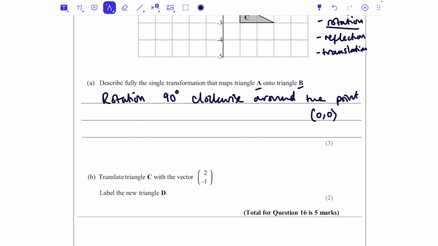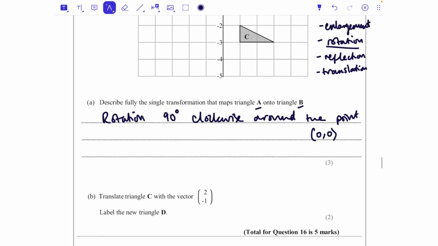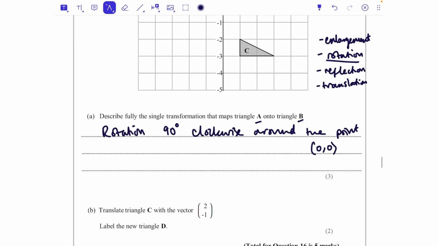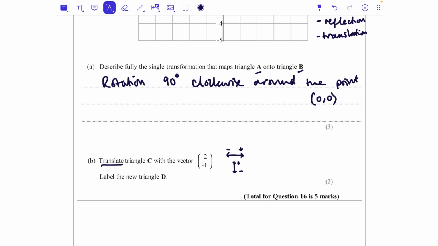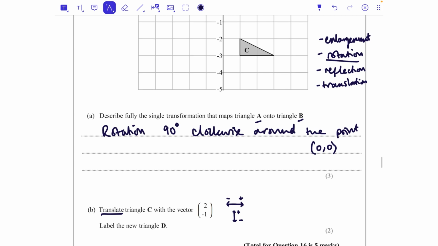Translate triangle C by the vector 2, -1. So label the new triangle D. Now your top number, translate is just to move a shape. The top number is left and right, positive is right and negative is left, and the bottom number is up and down. Again, positive is up and negative is down. So this is actually saying 2 to the right and then 1 down. So we're going to take C and do that movement.